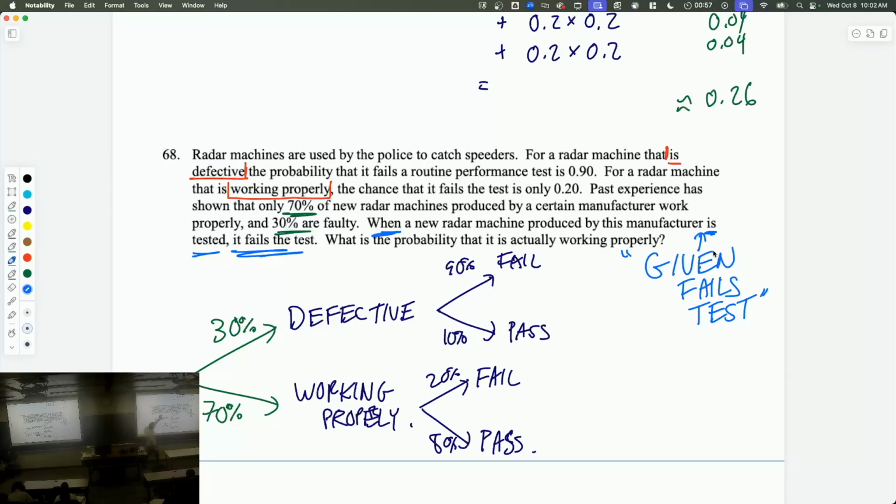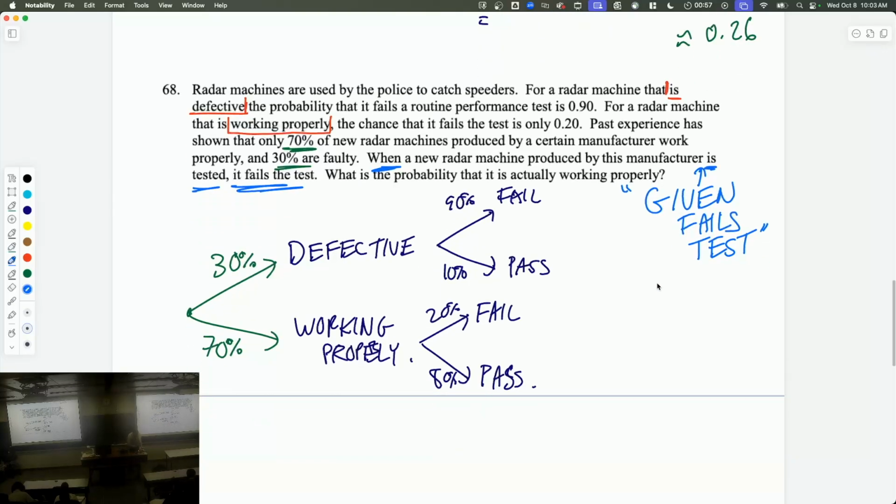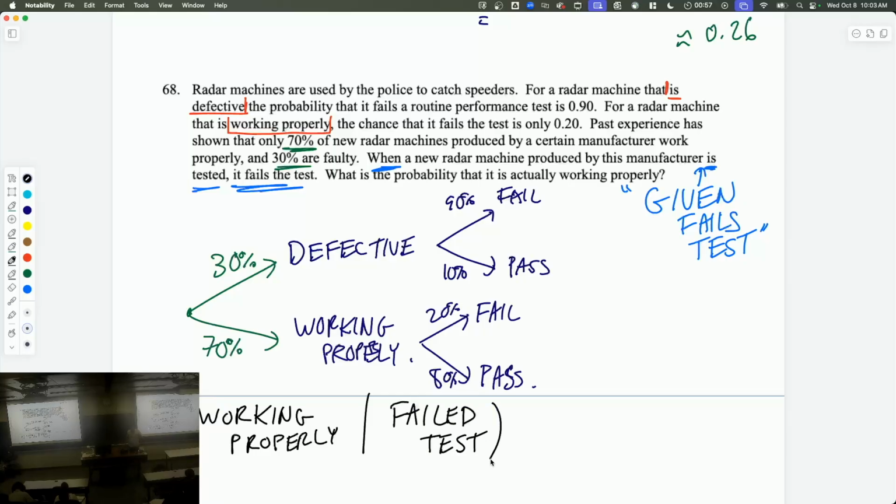And then what is the probability that it's actually working properly? So what we actually need is the probability of working properly given it failed the test. Okay, and I think 99% of the work has been done by drawing the probability tree and decoding the word problem.